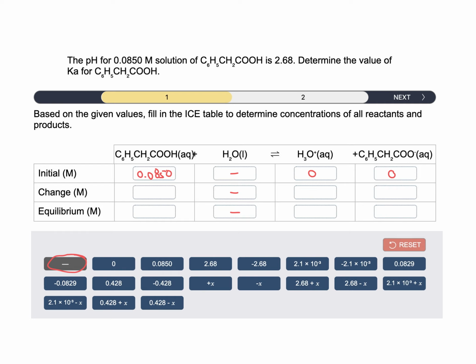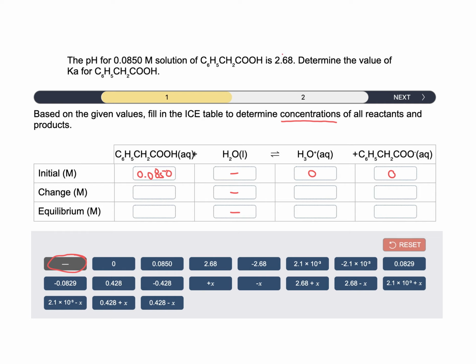And some of you are setting up the table in terms of X, which is a good place to start. Here they're asking for us for concentrations. They want to know what is the concentration. So not to fill out the table in terms of X, rather, but fill out the table in terms of what are the actual concentrations and the changes in concentration.